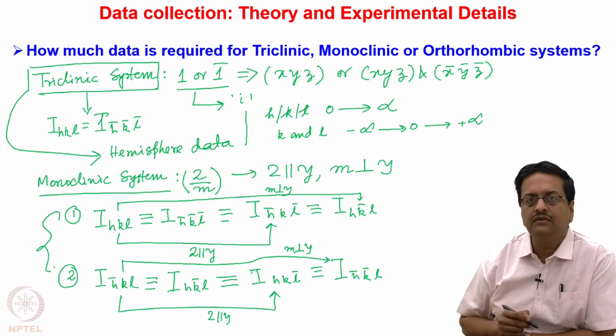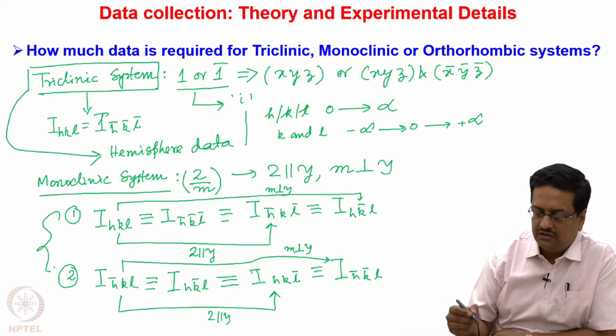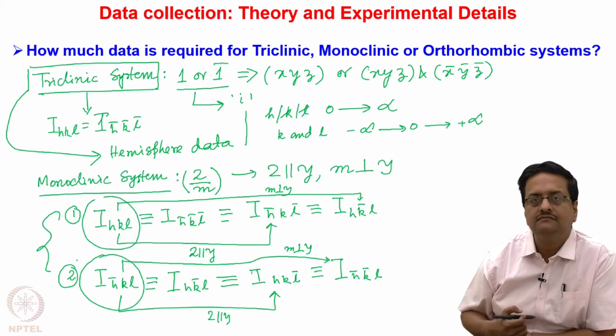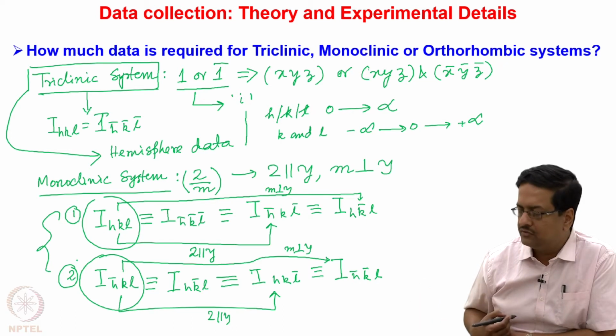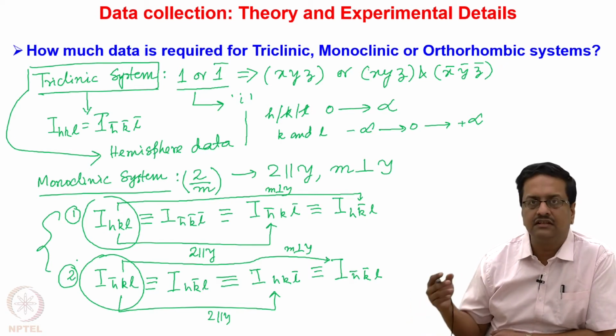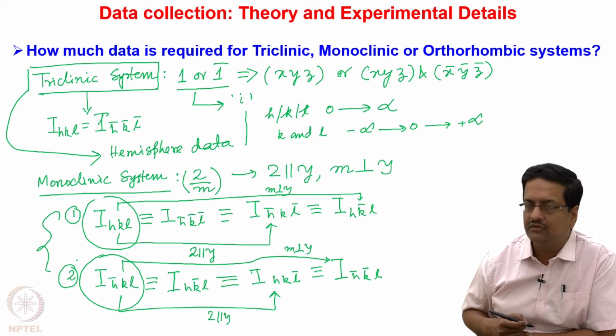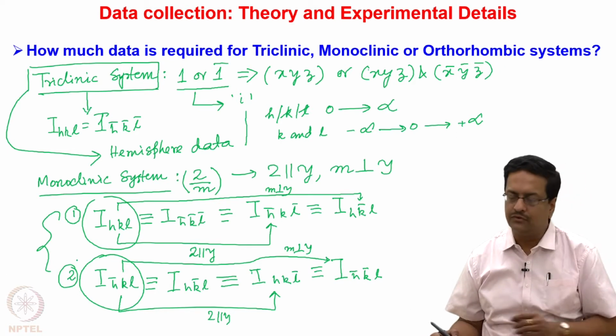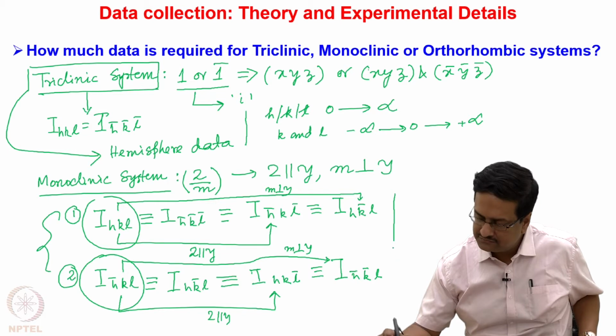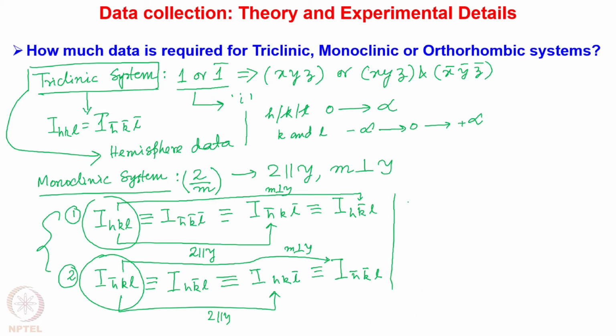So this means that we only need to record one among all this and one among all that, and as a result the amount of data that is needed, the total number of reflections which is minimum required for monoclinic, is reduced to 1/4. So in this case the values for h, k and l that are required to be recorded are like this.